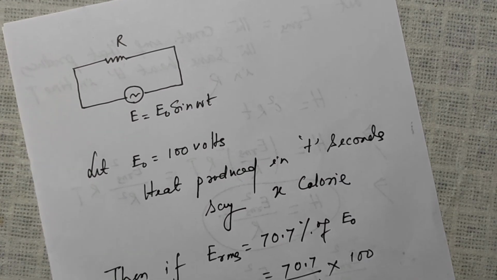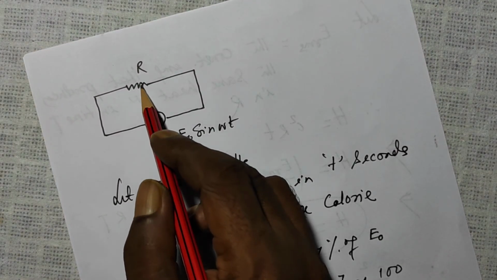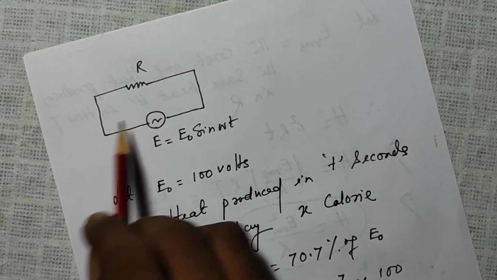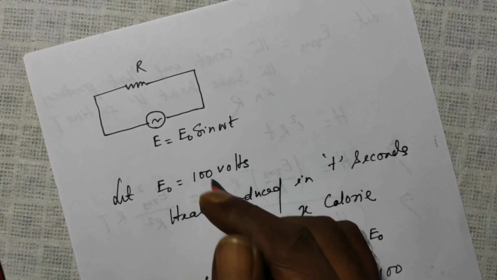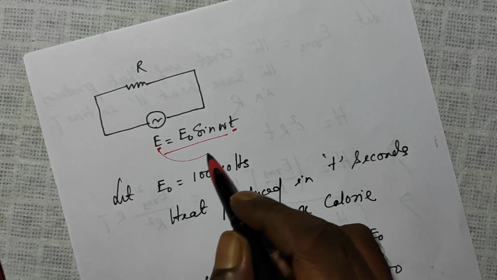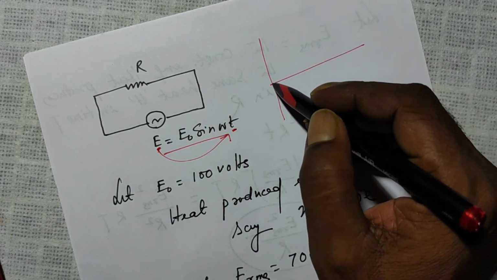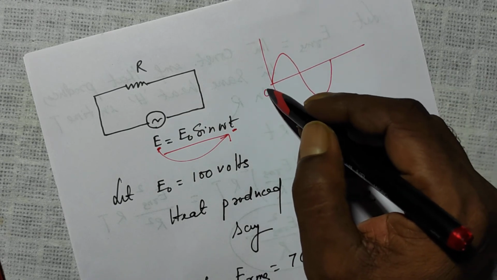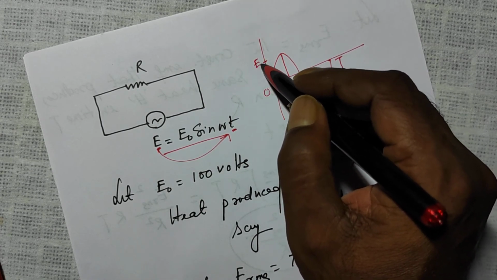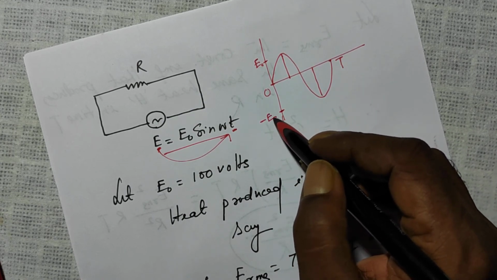Now look, what is the meaning? Here is a resistance, here is a source of voltage, EMF, which is not constant but changing with time, as you can see from here. This is the EMF E at a time t. It is like this. 0 from here to here is t. This is your E naught on the positive side, and this is your minus E naught on the negative side.